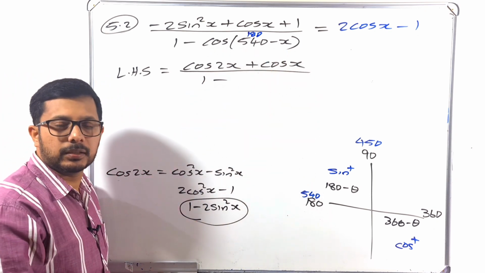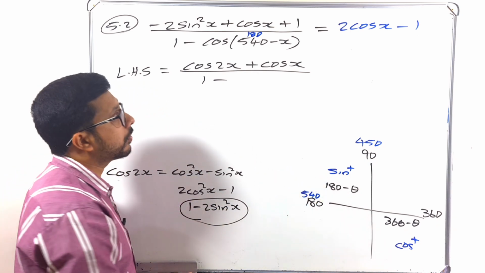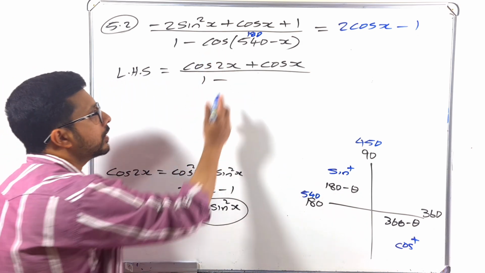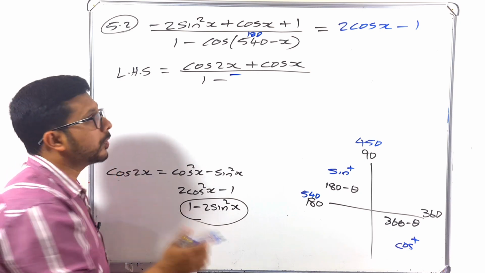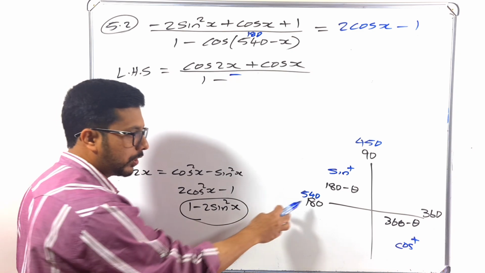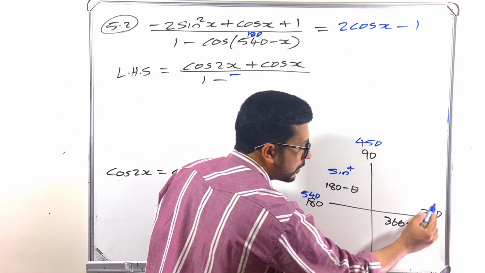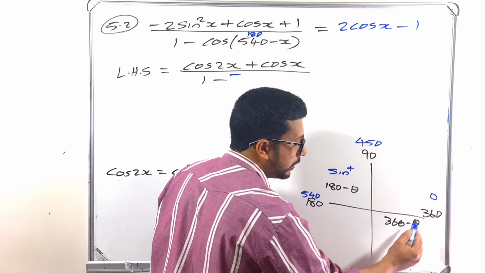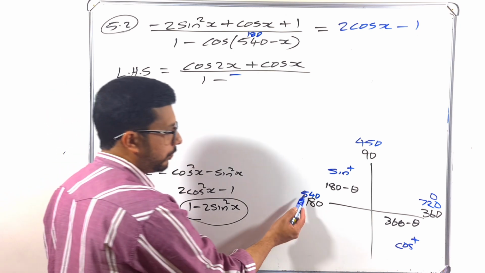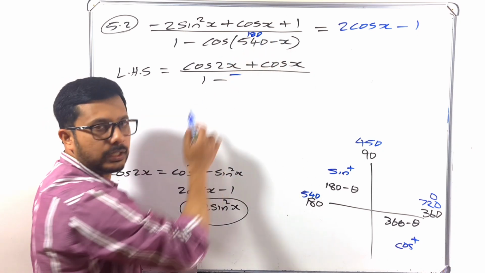Cos of 180 minus x. 180 minus means second quadrant. In the second quadrant, what is positive? Sine is positive. Here, cos is negative. Listen once more. 540 is the same as 180 because that's the second rotation, same position. This 450 is the same as 90. This 360 is the same as 0. Then 720 is the same as 360. Like that. So 540 is the same as 180, so this 540 minus x is the same as 180 minus x.